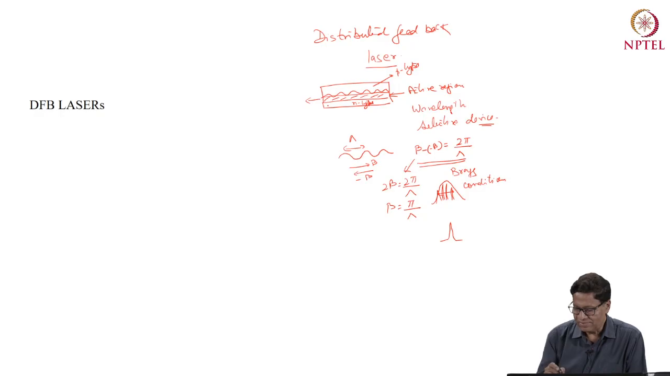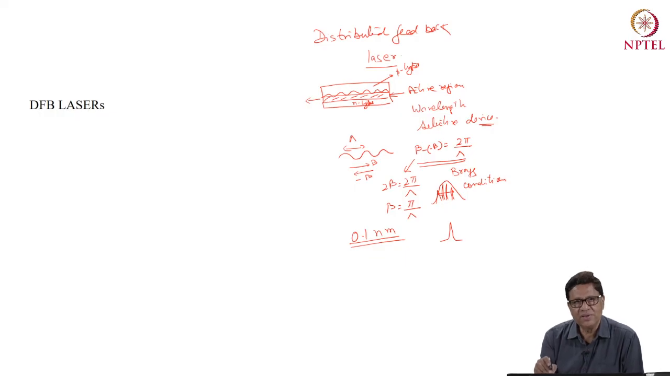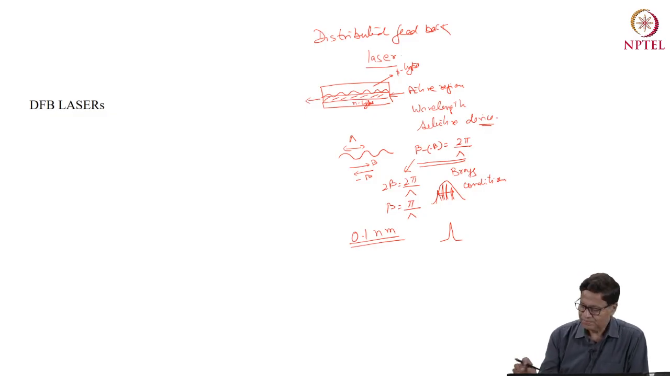Such lasers will have very, very narrow spectral width, of the order of 0.1 nanometer. Of course, the power will go down, but you get very narrow spectral width lasers. These are the commonly used lasers for high data rate applications, whether it is free space optical wireless communication or optical communication using optical fiber.